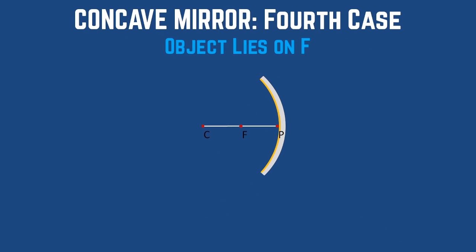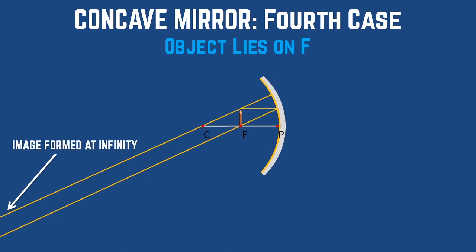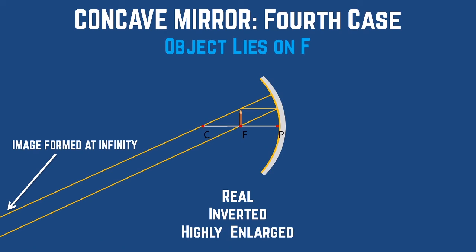The fourth case is when the object lies on the focus. The first ray we choose will be parallel to the principal axis and will pass through the focus, and the second ray will appear to pass through the center of curvature and get reflected back along the same path. As you can see, the rays are parallel to each other. This means that the image will be formed really far away at infinity. The image will thus be real, inverted, and highly enlarged.